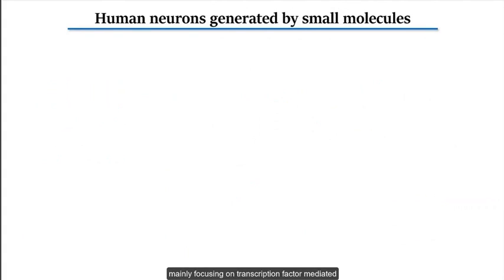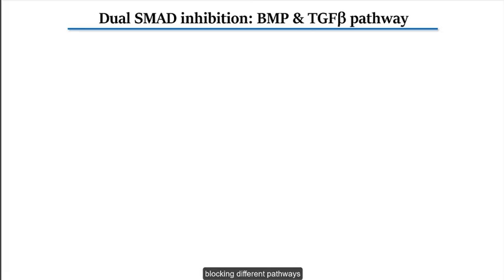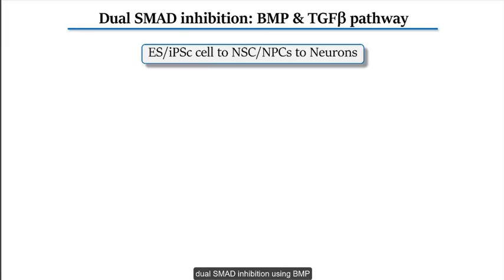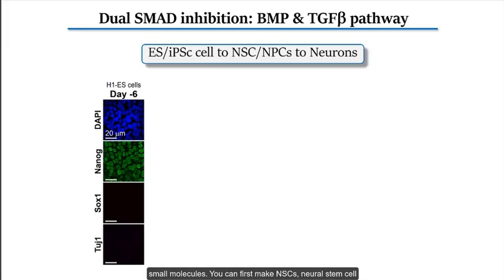I will briefly touch upon this. I'm mainly focusing on transcription factor mediated reprogramming, but it is also possible to make neurons without transcription factors by blocking different pathways using small molecules. For example, you can block the BMP pathway and the TGF-beta pathway using small molecules. You can first make NSCs, neural stem cell-like cells, and then from those you can make neural cells.